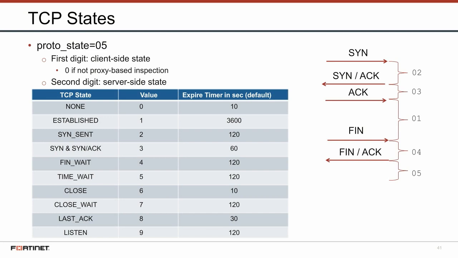This table and flow graph correlate the second-digit value with the different TCP session states. For example, when the FortiGate receives the SYN packet, the second digit is 2. It goes to 3 once the SYN ACK is received. After the three-way handshake, the state value changes to 1. When a session is closed by both sides, FortiGate keeps it in the session table for a few seconds more to allow any out-of-order packets that could arrive after the FIN ACK packet. This is the state value 5.